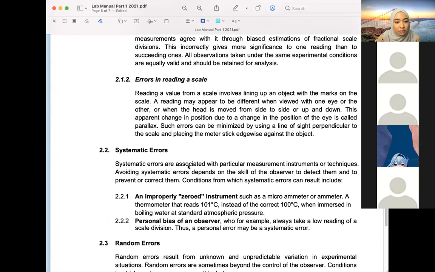And then we have systematic error. We have systematic error whereby it can fall under an improperly zeroed instrument or personal bias of an observer. So improperly, kejap, anak saya ni main almari pula. Yusa, sini kejap. Take this one. Okay, so systematic error and improperly zeroed instrument such as microammeter or ammeter.